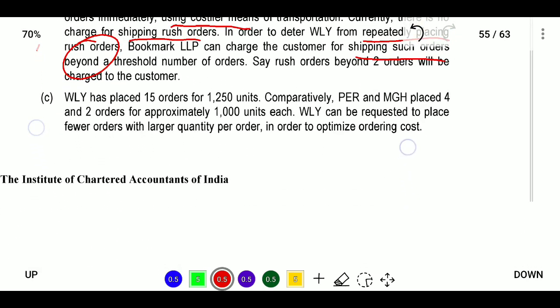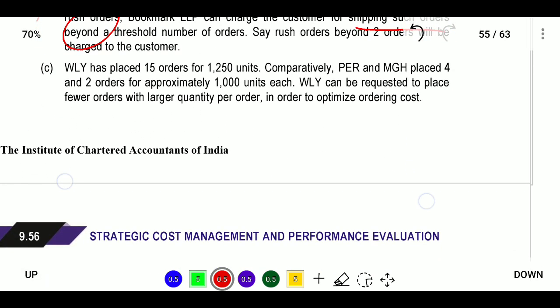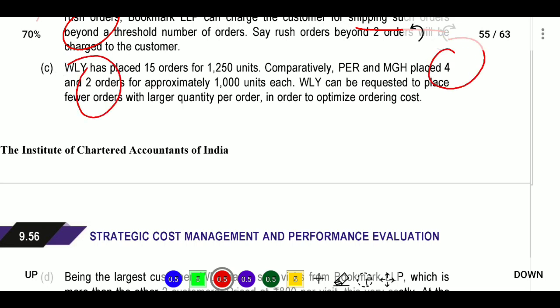Next, WLY placed 15 orders for 1250 units. Comparatively, per hand FG placed only 4 orders, 2 orders. So he is ordering more orders, for approximately 10,000 units each. WLY has been requested to place fewer orders. So what will we take? Sir, take the large quantity. That is better for ordering. If you have a large quantity, then you must store your products. Then we will gain with both persons. What is the best? We will save our customer's employee time and delivery cost.